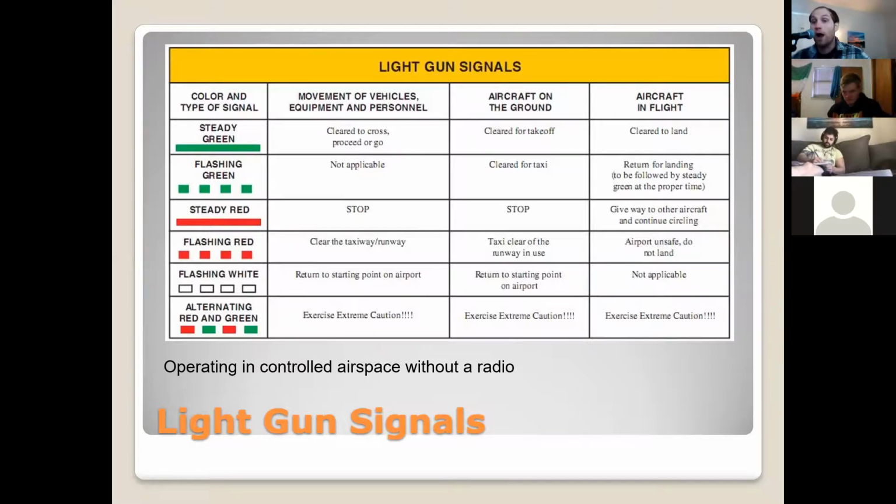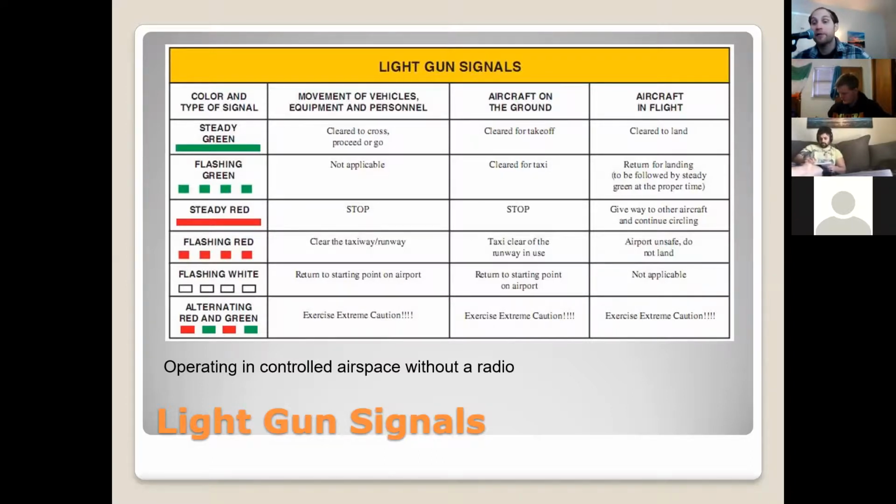So if you're on the ground and you see a steady green light from the air traffic control tower, they are giving you clearance to take off. So steady green, green means go. You're on the ground, holding short of the active runway. They shine a steady green light at you. You are clear to take off. Great. Awesome.